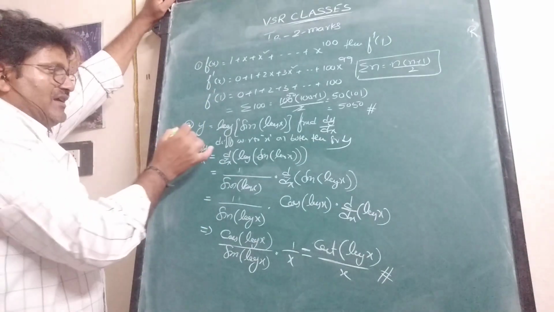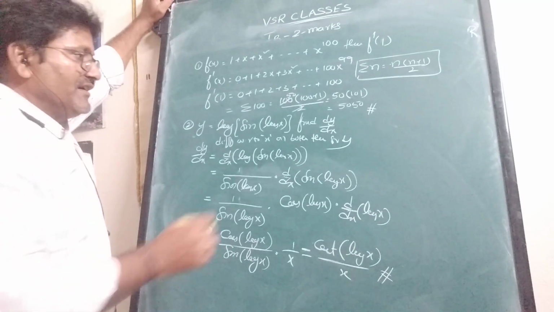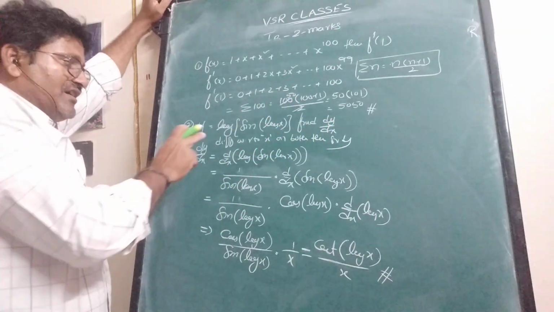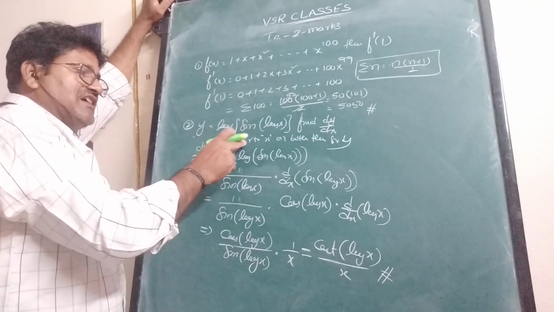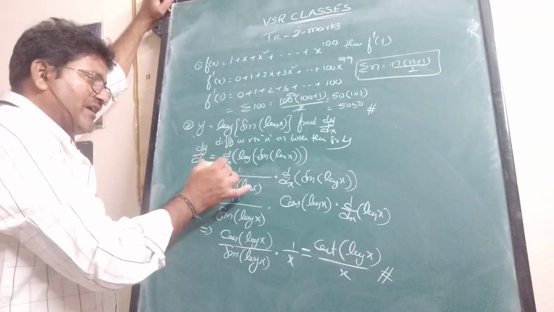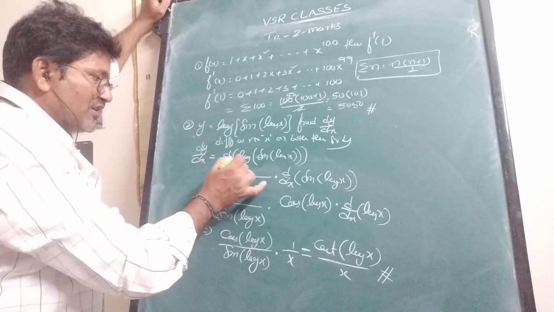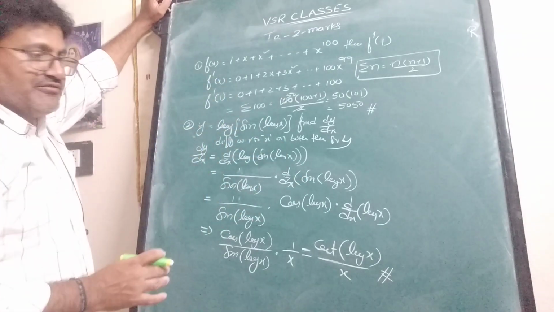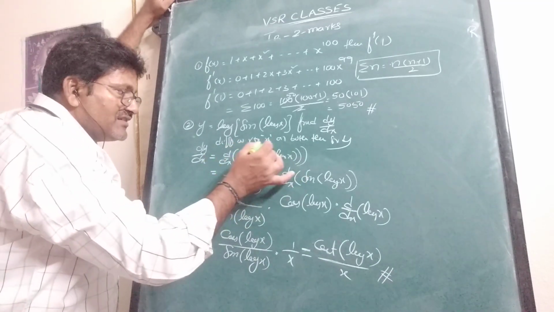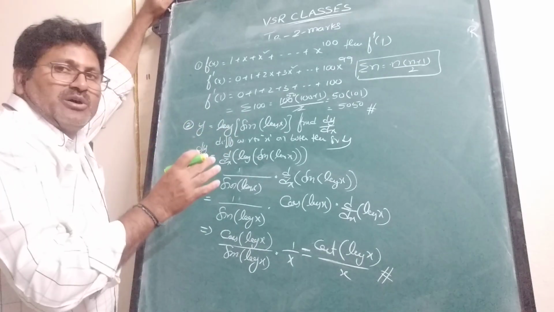That is 5050, your answer will be. And y is equal to log of sine of log x. We have 3 functions here, internal. So we have to find the dy by dx. Differentiating with respect to x on both the sides, you will have dy by dx is equal to d by dx of log of sine of log x. First of all, you have to assume that this sine of log x as x, so that it seems to be in the form of log x.